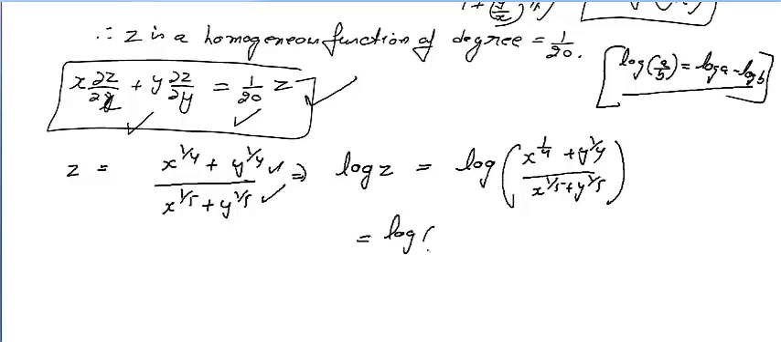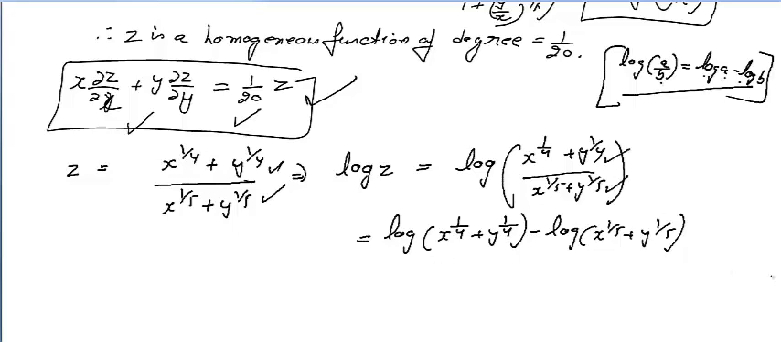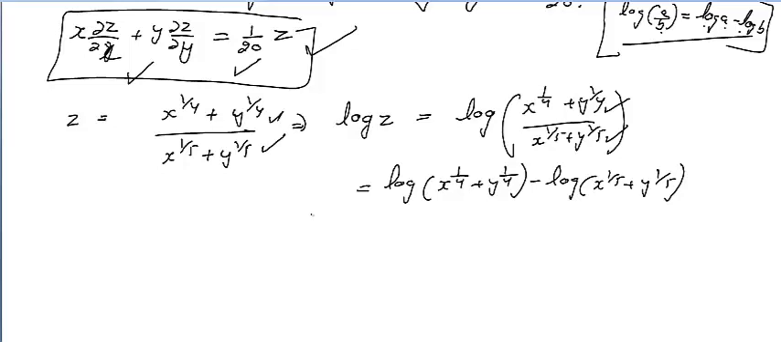So what you will get? Log a means log of 1 over x plus y raised to power 1 by 4, minus log of x raised to power 1 by 5 plus y raised to power 1 by 5. Okay, so log a over b is log a minus log b. So on the left hand side you have log z. Now differentiate both sides with respect to x.